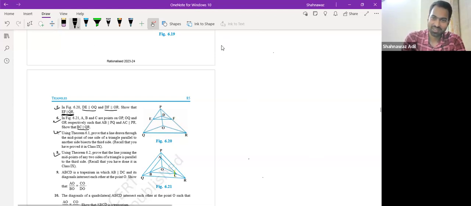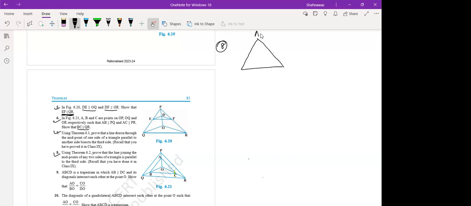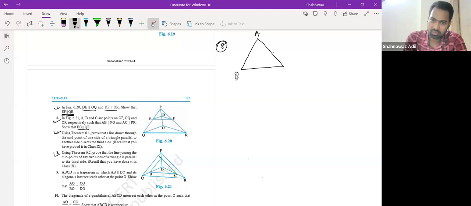Okay, so eighth question, Harshit. Using theorem 6.2, prove that the line joining the midpoints of any two sides of a triangle is parallel to the third side, right? So we have to prove that. This is triangle ABC, and these are the midpoints, let's say P and Q. So we have both midpoints.